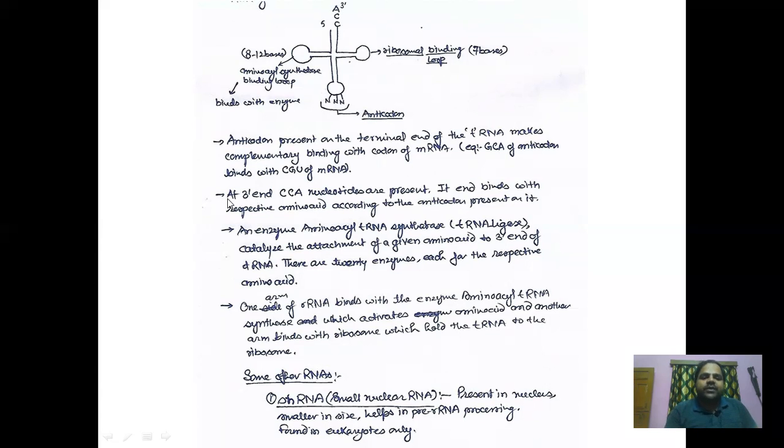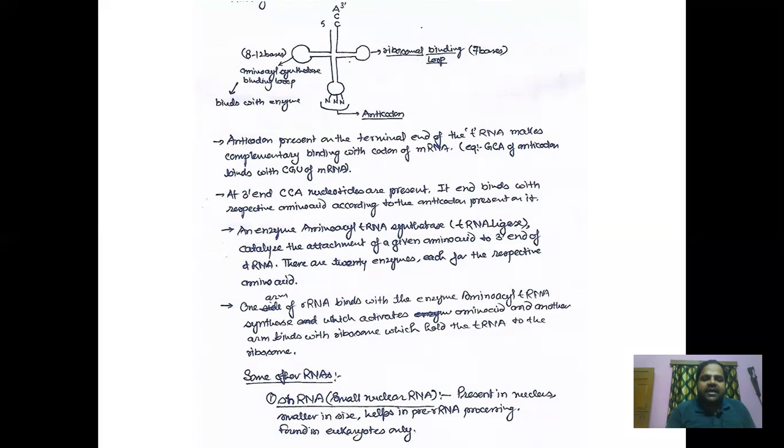And the second point is at the 3' end. Here we can see that at the 3' end, CCA nucleotides are present, which bind with the respective amino acid according to the anticodon present on it. It means at the 3' end different amino acids will bind, which is basically based upon the sequence of the anticodon, and this anticodon will be complementary to the sequence of mRNA.